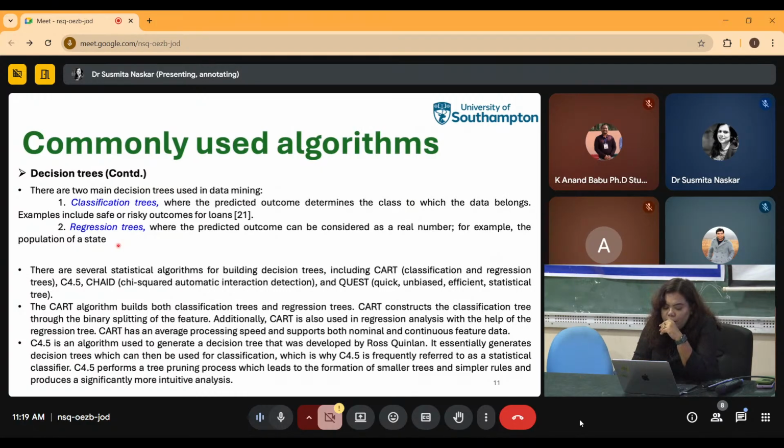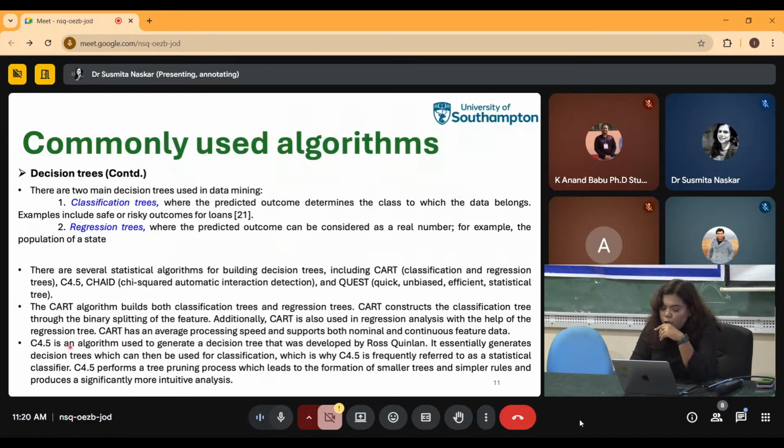Now if you look into all of these models, CART is short for classification and regression tree. It builds both classification as well as regression trees by splitting the data based on the most informative features. It works with both nominal and continuous data, and is known for its very efficient processing speed. But you have to always remember that we use it for short trees, not for large ones. Okay.